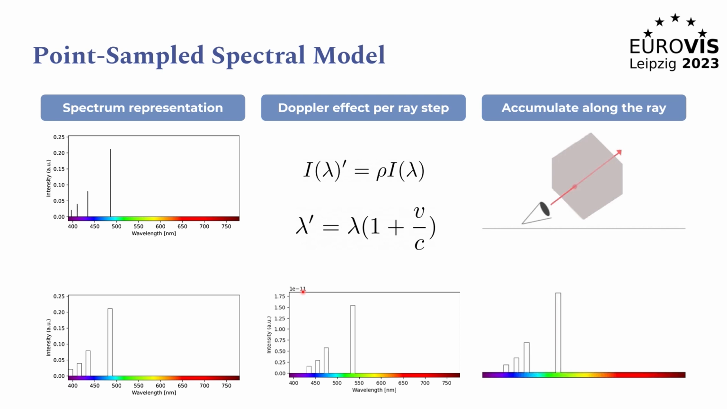And we are going to get a spectrum like this at every step along the ray, and then we're just going to add them up due to the spectral additive nature. And once we exit the volume, we convert the final spectrum into an RGB color.